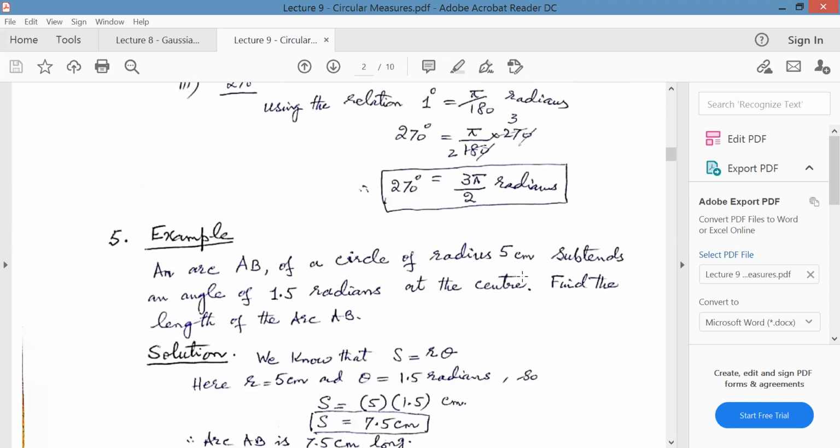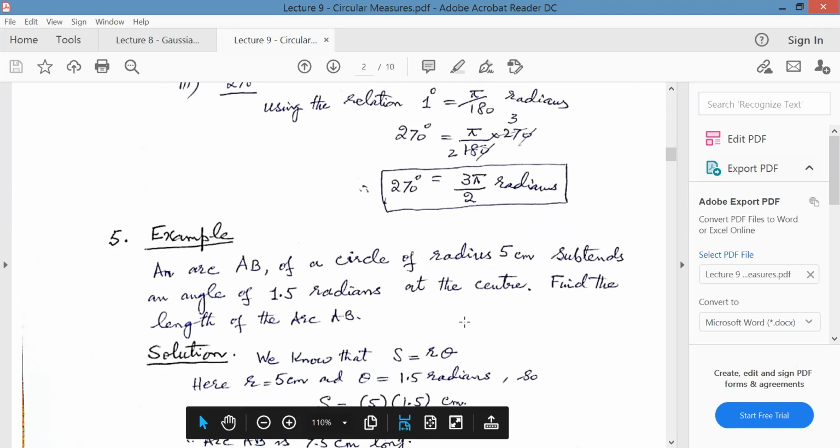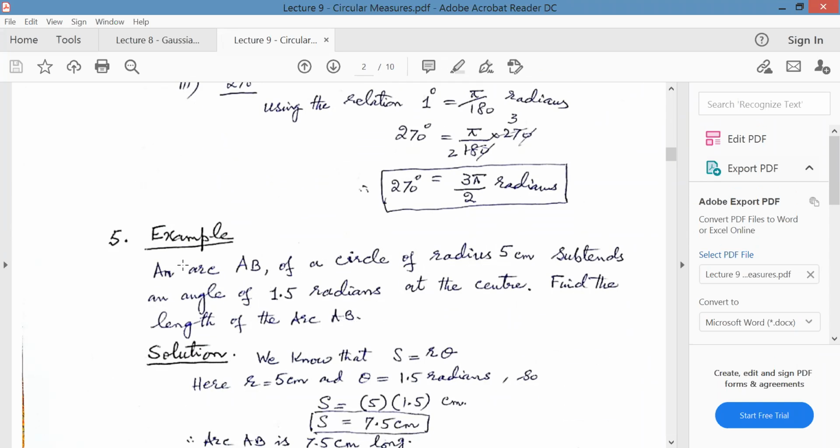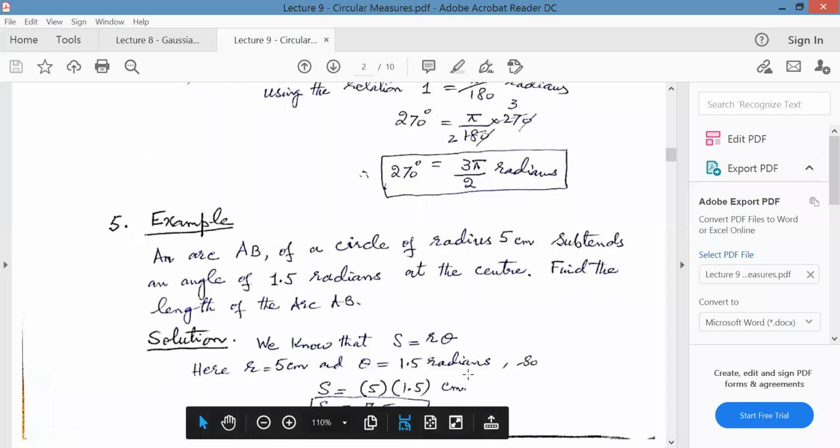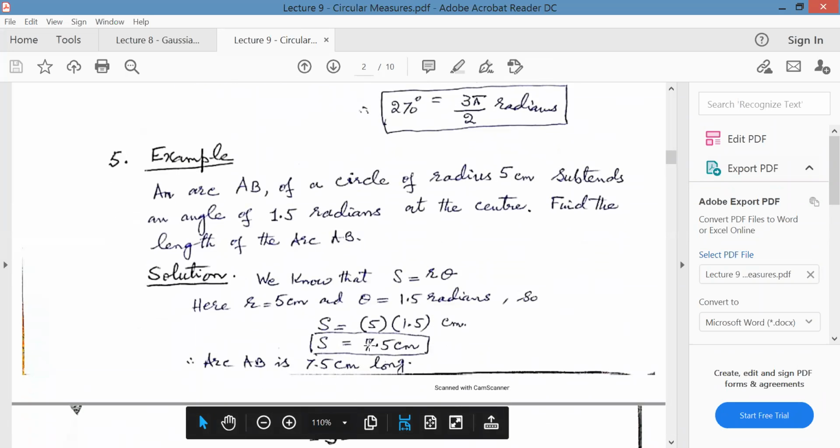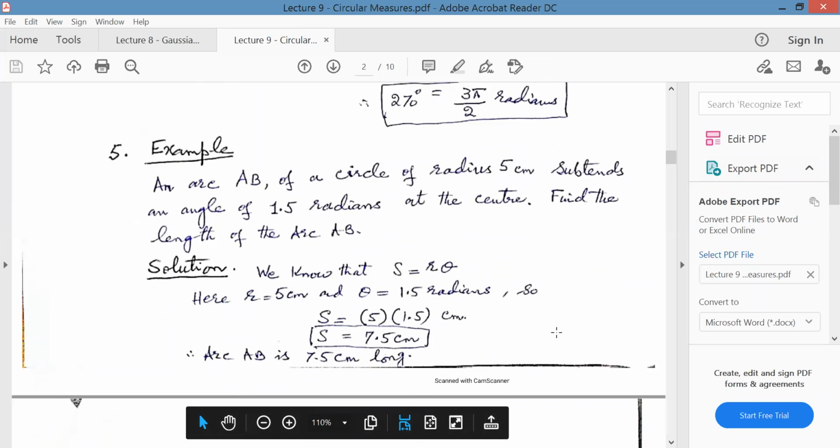Another example. An arc AB of a circle of radius 5 centimeter subtends an angle of 1.5 radians at the center, and this is the angle in radians, this is theta. Find the length of the arc AB. So we know this relation of arc length: S is equal to R theta. R is known and theta is known. Just multiply 5 into 1.5. This will be the answer. 7.5 centimeter is the arc length. Very simple question.